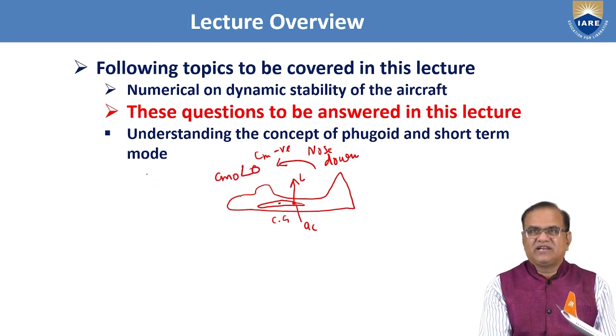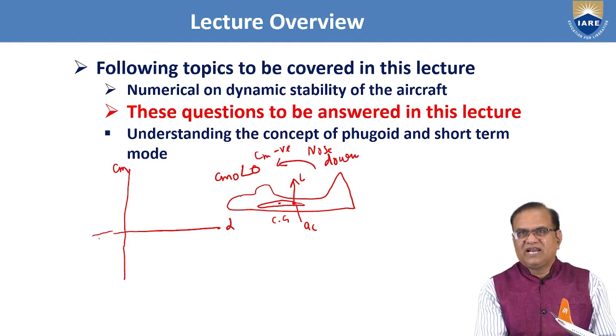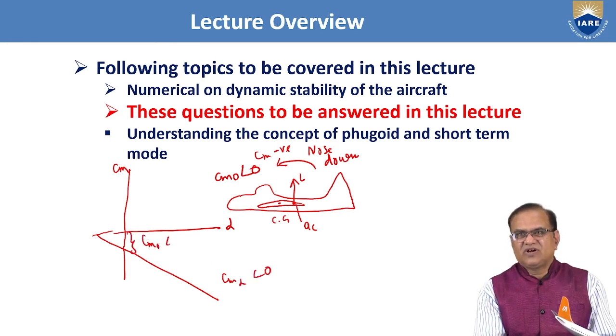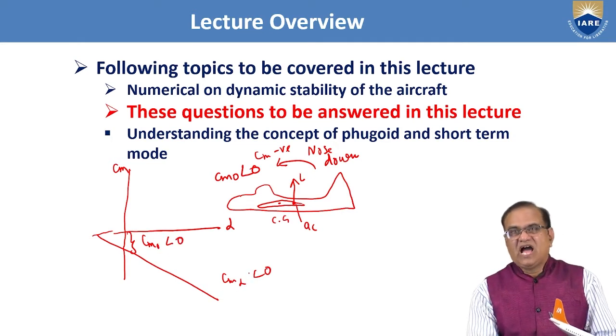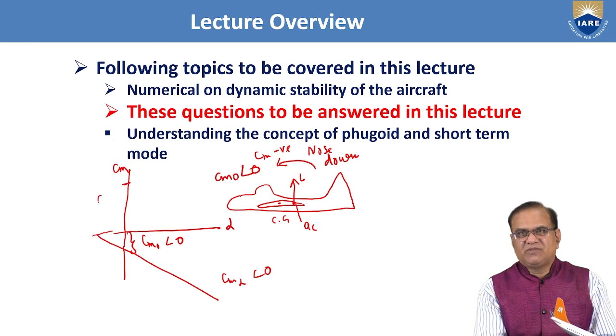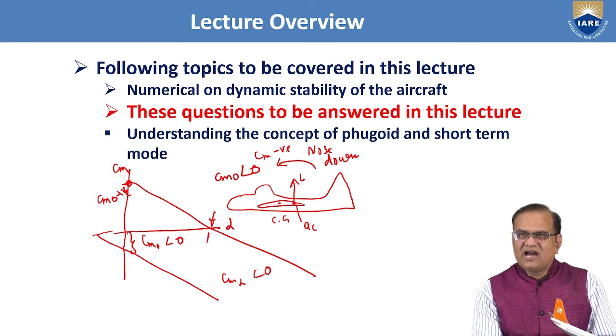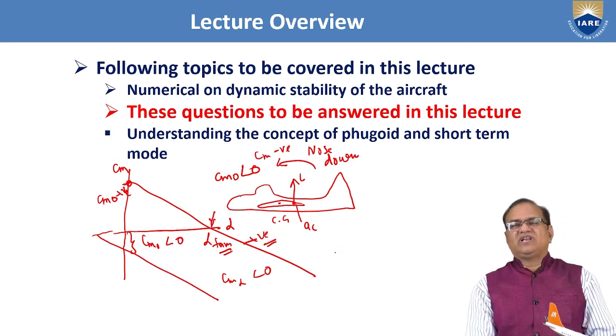If I draw the plot of Cm versus alpha, this plot will go from here to here, like this. So Cm alpha is less than 0, and Cm0 is also less than 0. But I don't want it like this. I want Cm0 to be positive. It should start from here and then go like this. So this is the trim point, and this is called alpha trim. This alpha trim should always be positive for any longitudinally statically stable aircraft.